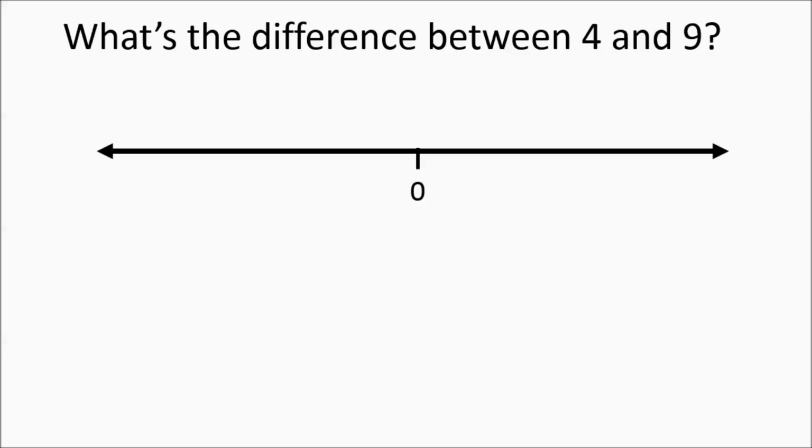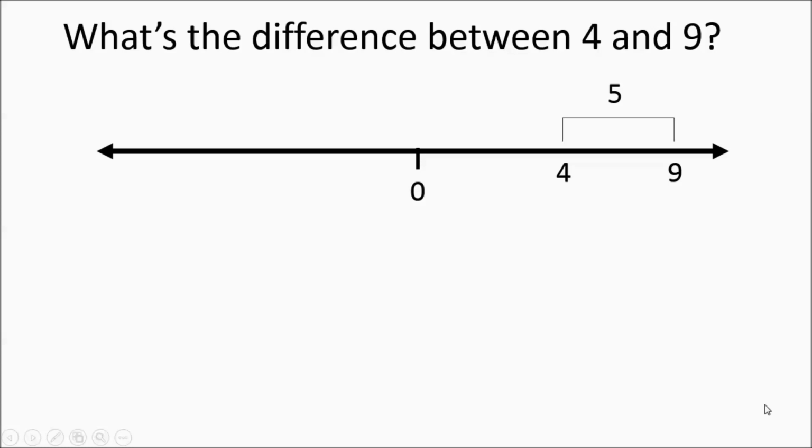So 4 and 9 would both be to the right of 0. And the difference basically means just how far apart are these two numbers. And a lot of you probably already realize that they're 5 apart. Now I'm going to go through this and quickly explain just a little bit more in depth for when we get into some other problems.